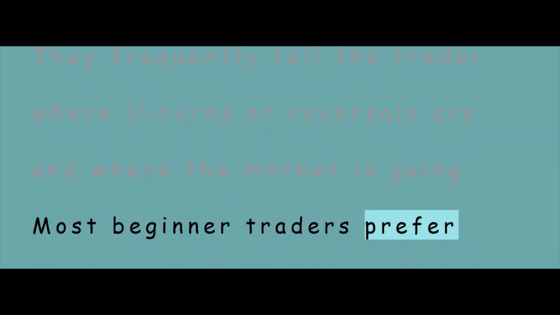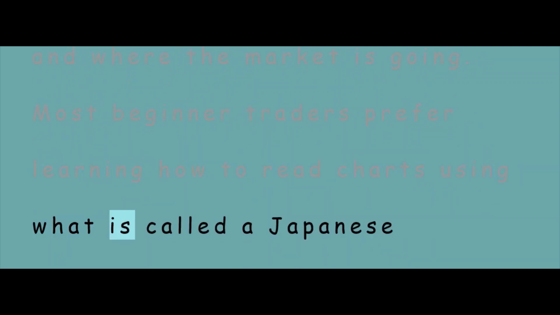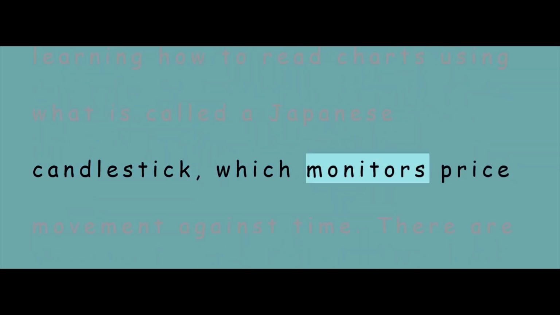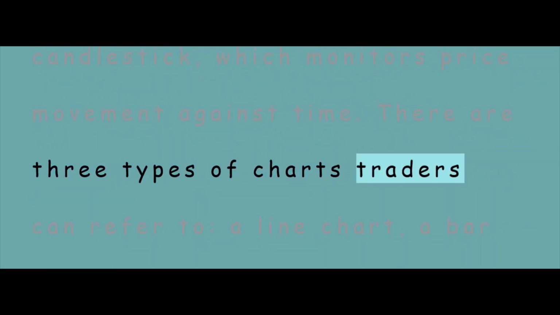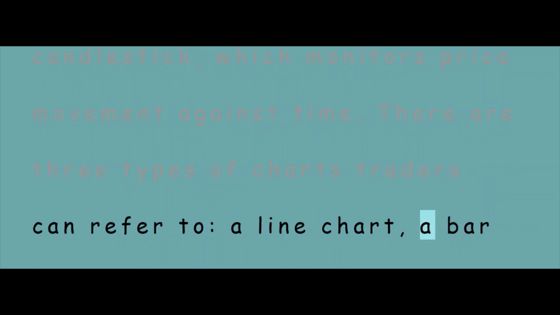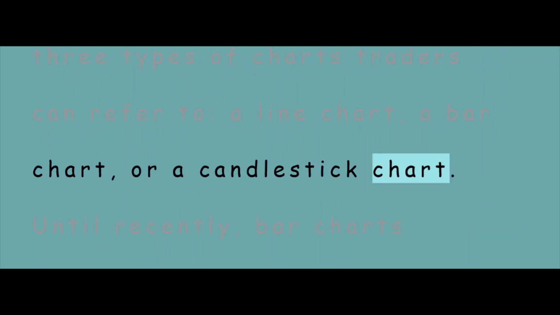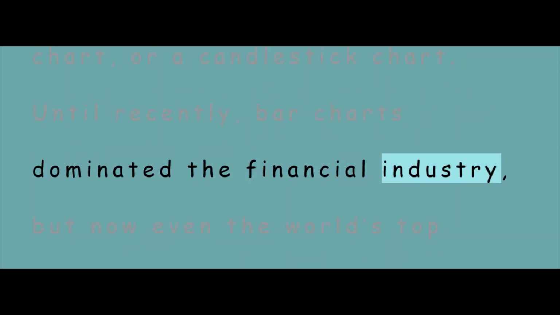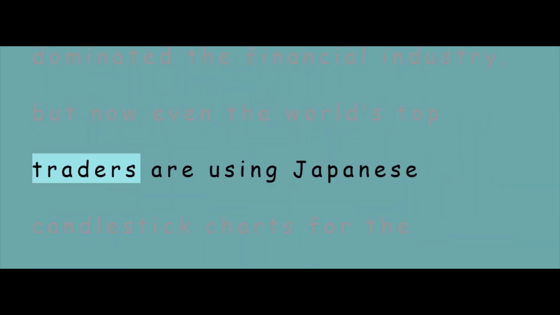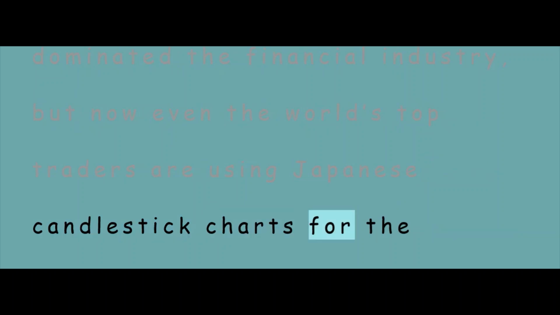Most beginner traders prefer learning how to read charts using what is called a Japanese candlestick, which monitors price movement against time. There are three types of charts traders can refer to: a line chart, a bar chart, or a candlestick chart. Until recently, bar charts dominated the financial industry, but now even the world's top traders are using Japanese candlestick charts for the additional information they can provide.